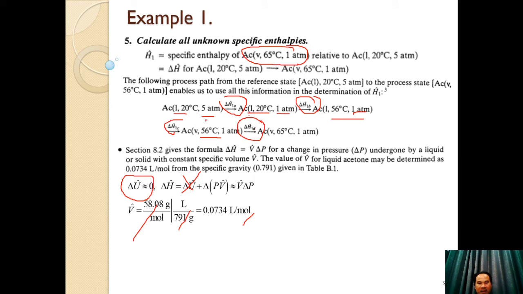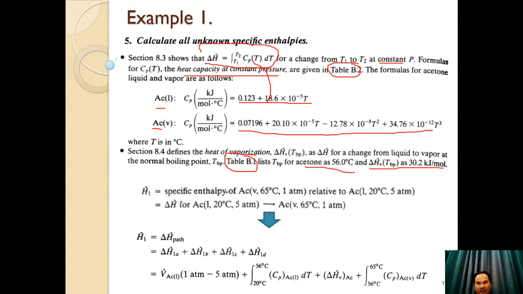And then the last step. We know the acetone vapor phase at 56 degrees Celsius, 1 atm, goes to acetone vapor phase at 65 degrees Celsius, 1 atm. This is for temperature change at constant pressure. We talk about the Cp also, like the acetone vapor Cp. This is for S1.